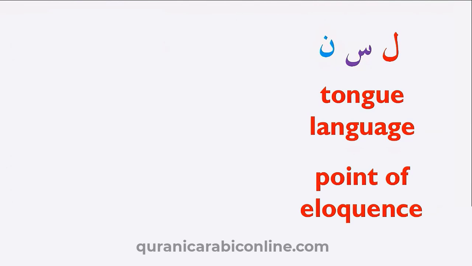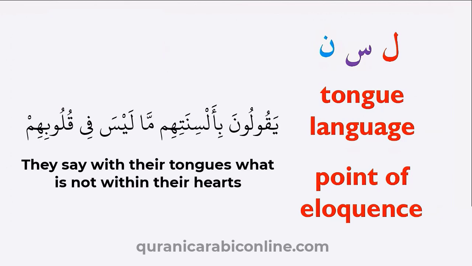For example, in the Quran we have when the hypocrites made excuses. يَقُولُونَ بِأَلْسِنَتِهِمْ مَا لَيْسَ فِي قُلُوبِهِمْ. They say with their tongues what is not in their hearts. So they were trying to cover up the hypocrisy they had. And they tried to make excuses in an eloquent manner. So they were lying, but in a way to convince somebody.